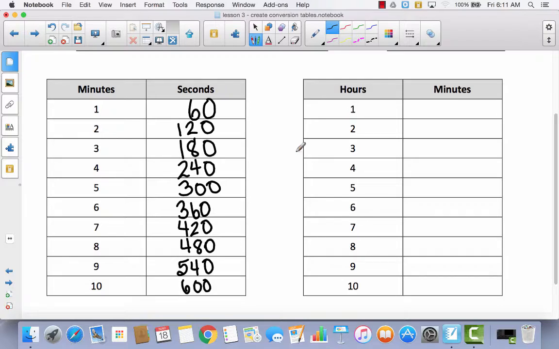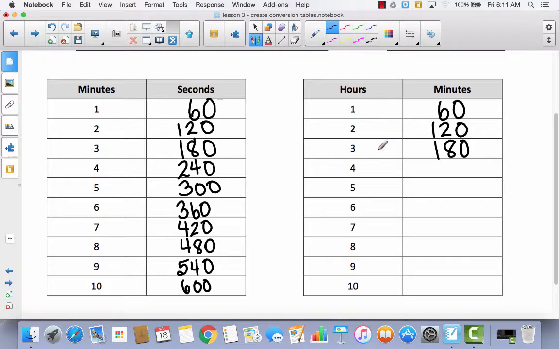Okay, so let's check the rest. All right, so you should have had 300, 360, 420, 480, 540, 600. So how many minutes are in an hour? Well, there are 60 minutes in 1 hour. So how many minutes are in 2 hours? 120. How many minutes are in 3 hours? 180.